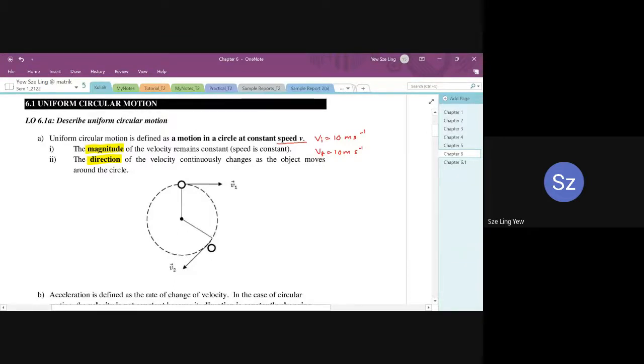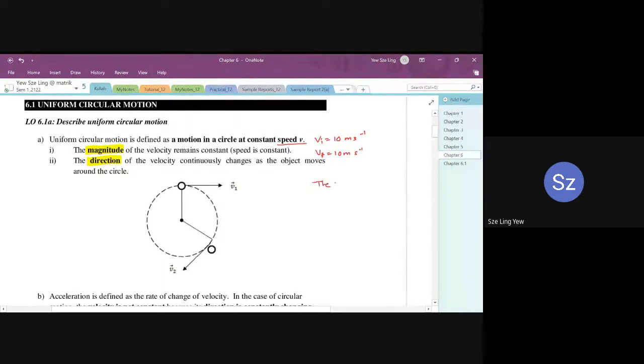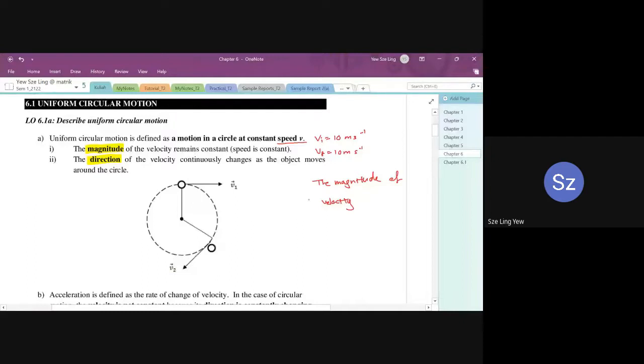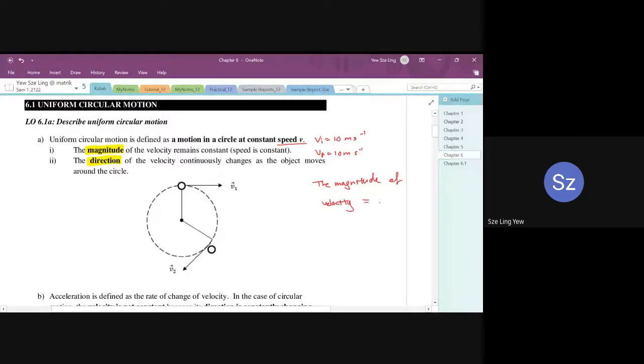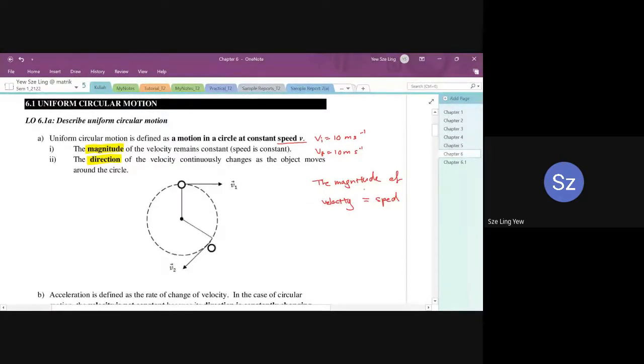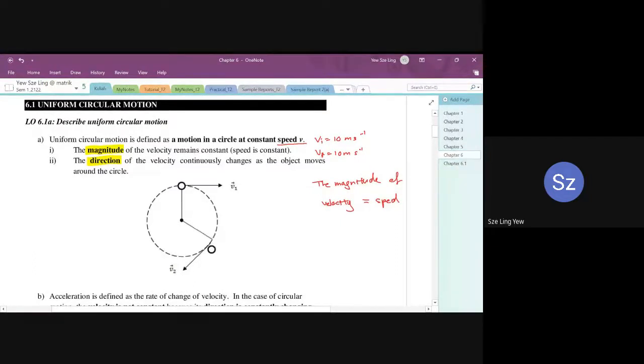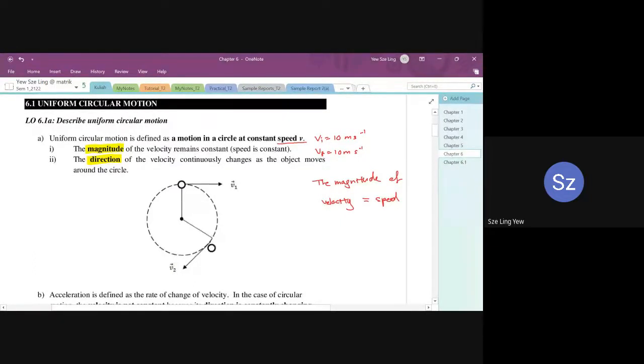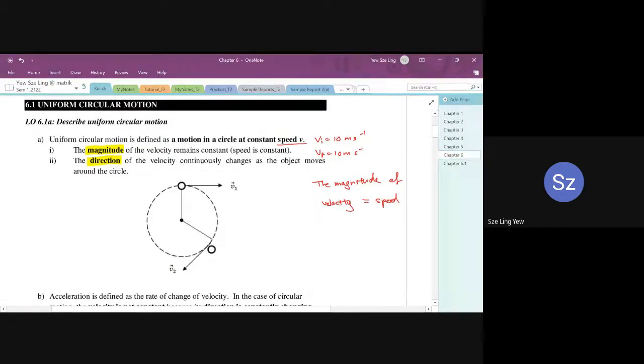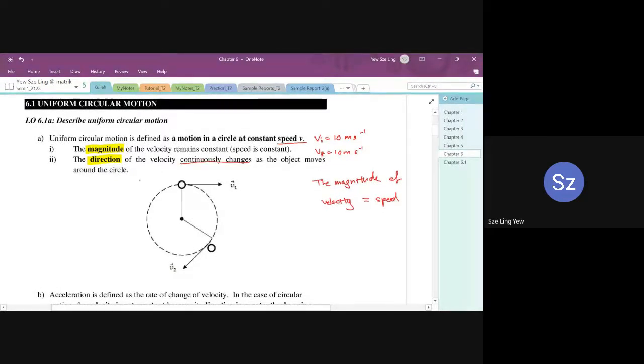So the magnitude of velocity, if you look at the notes, it says the magnitude of velocity remains constant. The magnitude of velocity actually represents speed. So speed remains constant, so the value tends to remain constant. But the direction continuously changes as the object moves around the circle.